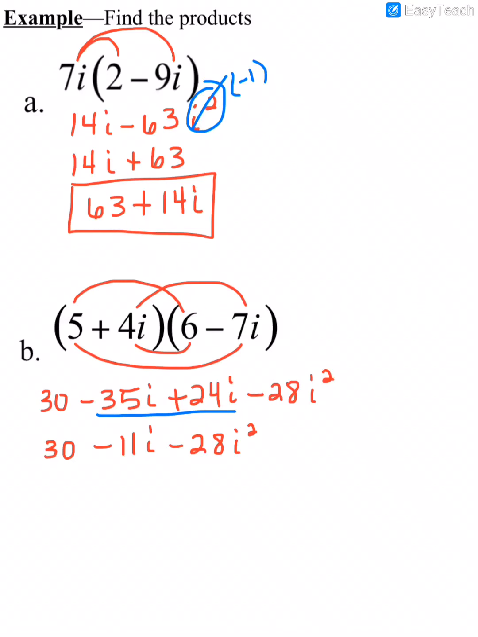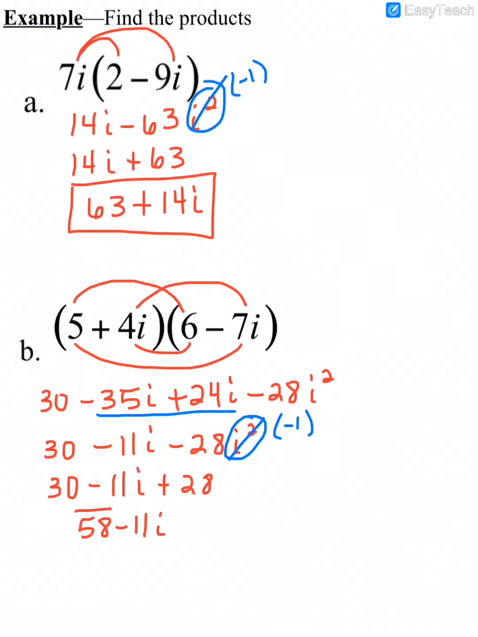Well, just like in the previous example, we're going to change that i squared to a negative 1. All right, so then I'm going to multiply the negative 28 and the negative 1, and that gives me a positive 28. Now I need to combine those two real numbers, and they need to go first in order for my answer to be in standard form. So that would be 58 minus 11i for my answer.